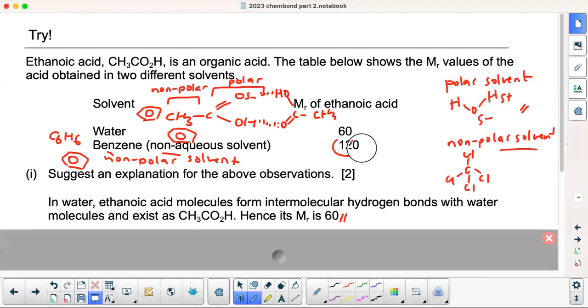But unlike benzene, water will interfere, right? Where does water go to? Water will go to the polar side. So water will surely want to go here.